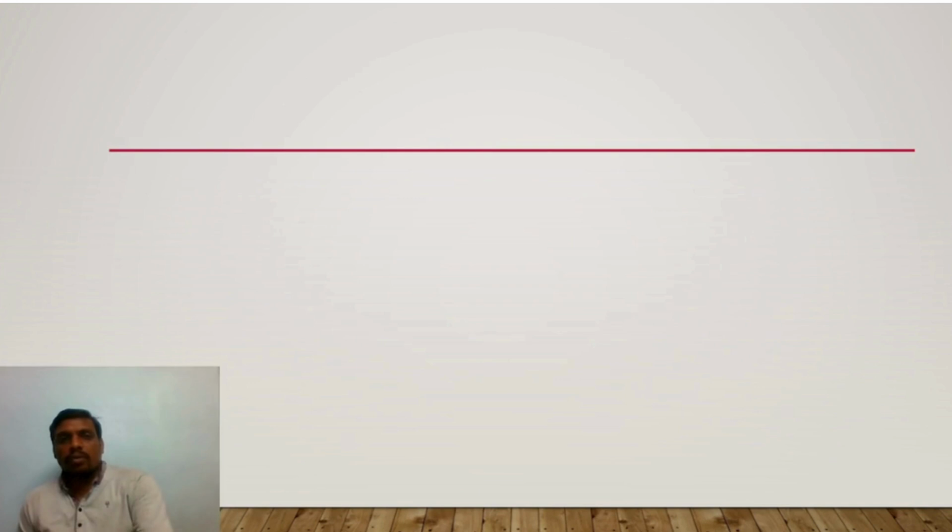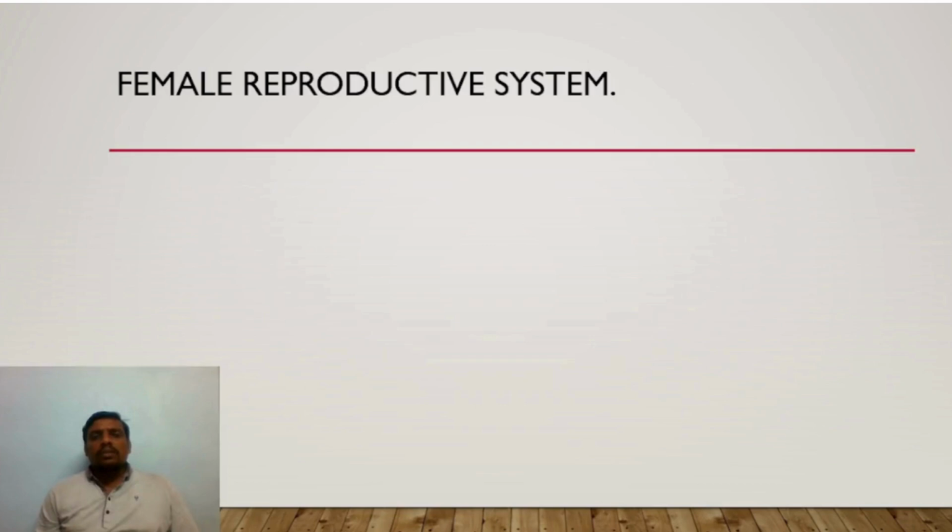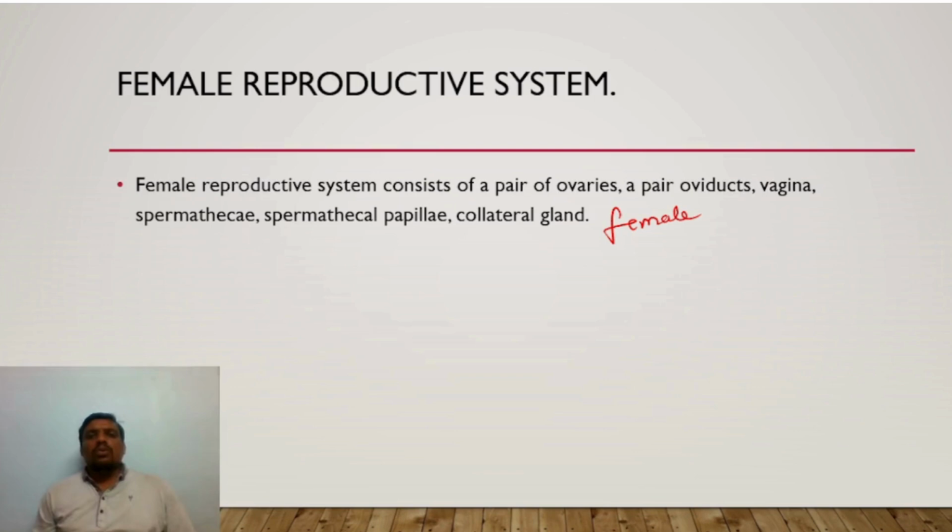Now, let us learn about the female reproductive system. The female reproductive system of the cockroach consists of a pair of ovaries, a pair of oviducts, vagina, spermatheca, spermathecal papillae, and collateral glands. In the diagram, I will show you all these parts.